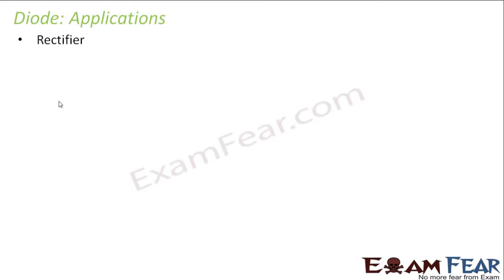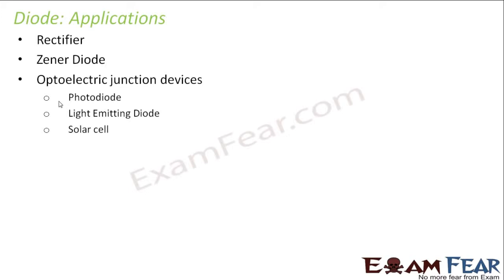This diode has a huge number of applications. The first one is a rectifier. A diode can be used as a rectifier. Zener diode is again a semiconductor diode. There are many optoelectronic junction devices which make use of light and electrical energy, like the photodiode, light emitting diode, and solar cell. They are all nothing but applications of the diode. We will discuss each one of them in detail one by one.